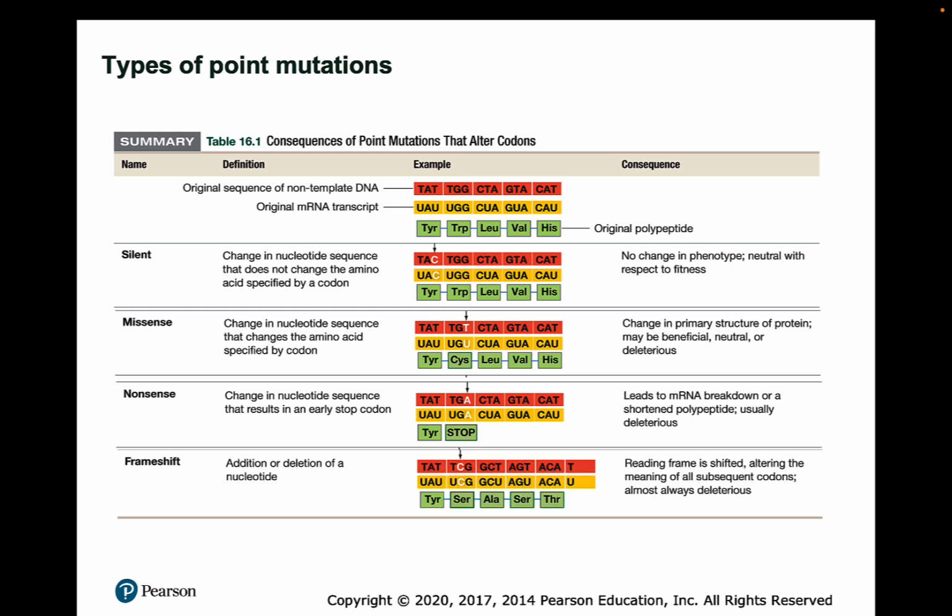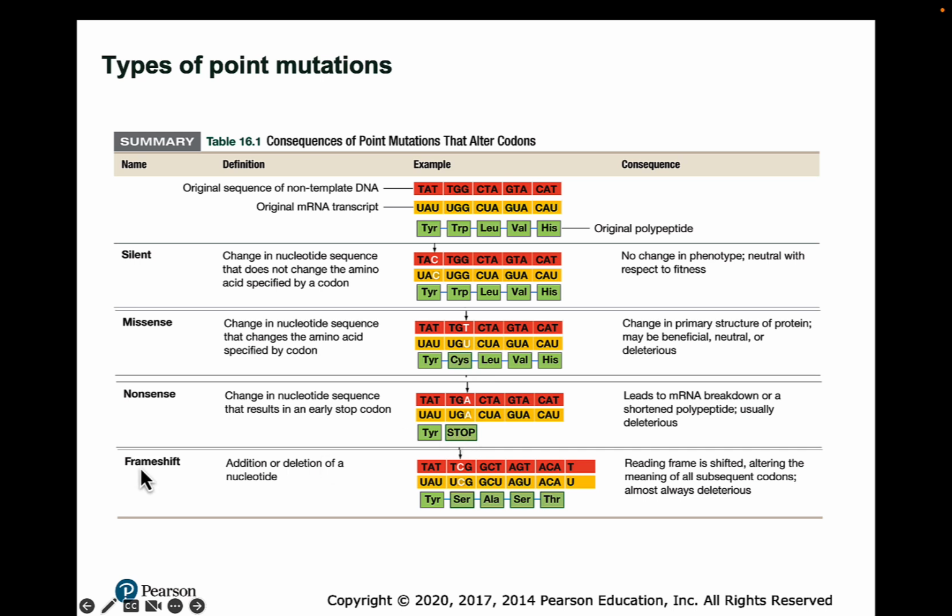The last one is a frame shift mutation. Again, silent means we're changing the code but not changing the amino acid. Missense means that we're changing the amino acid. Nonsense is a stop codon.